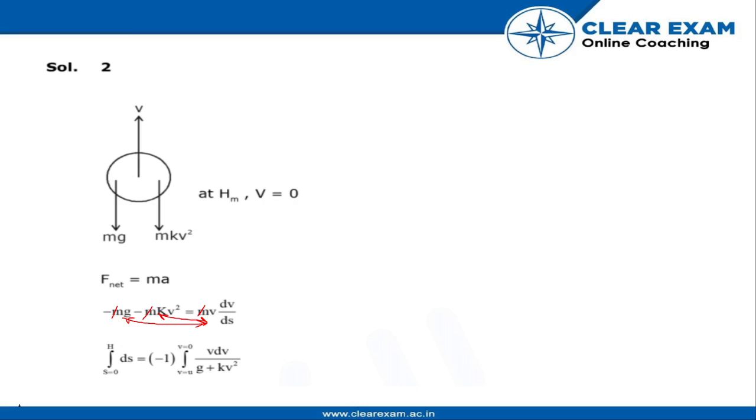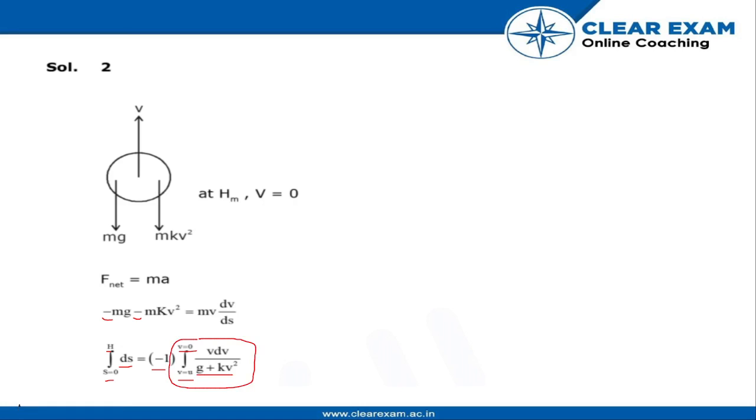After shifting the terms, we'll integrate. So height goes from s equal to 0 to s equal to h. ds is equal to minus 1 from v equal to u at the bottom to v equal to 0 at the extreme top of v dv upon g plus kv².